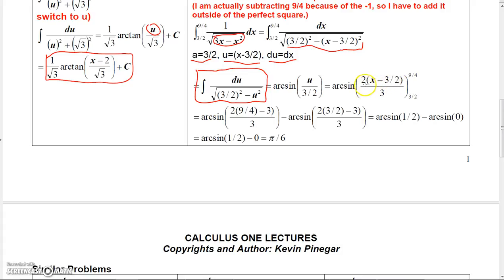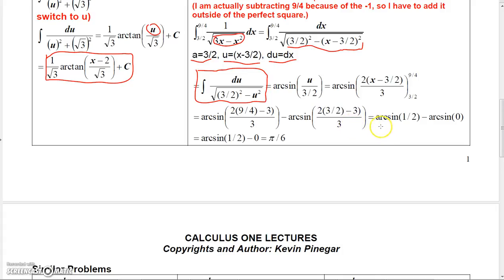Now, what you want to do is evaluate this from 3/2 to 9/4. See, I switched it back to x, so I didn't change the u values for my limits. So I'm going to integrate from 3/2 to 9/4. So basically plug 9/4 in, and I get arcsine of (2 times 9/4 minus 3) over 3, and then minus the arcsine, and you evaluate it at 3/2, (2 times 3/2 minus 3) over 3.